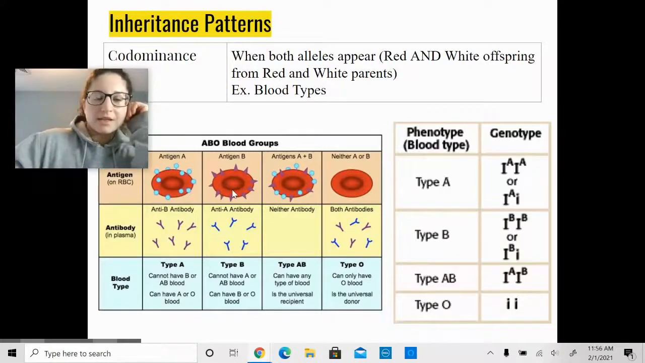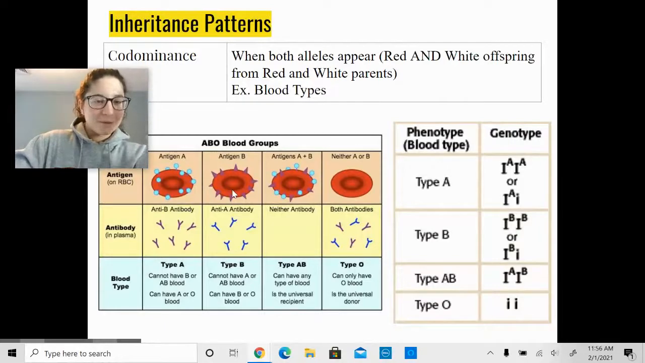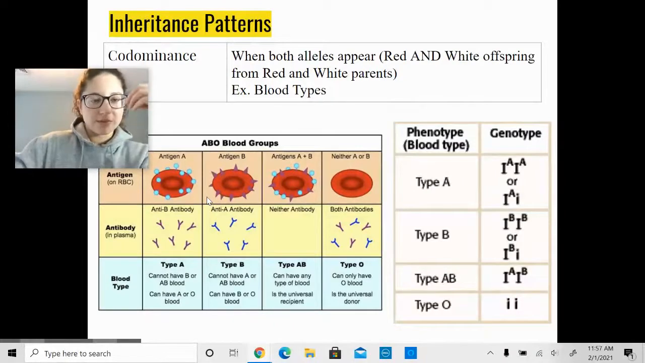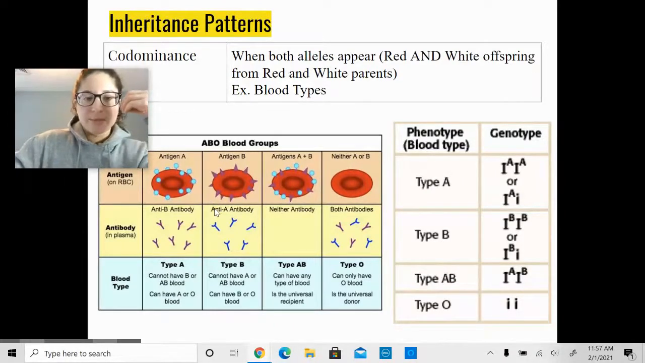So if you're in need of a blood transfusion, you're already in some serious trouble. But then the blood that you're being given isn't even going to help you out because your body is going to recognize it as an invader instead of part of yourself. So that's why it's important to match blood types if you are donating your blood or you are receiving blood.